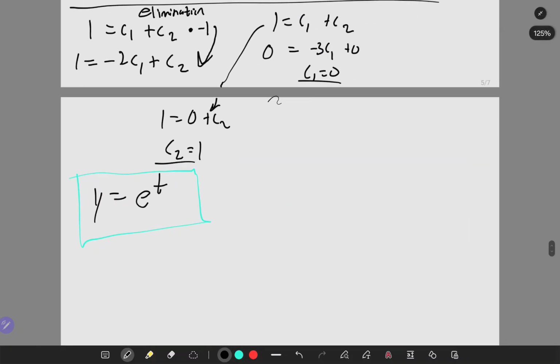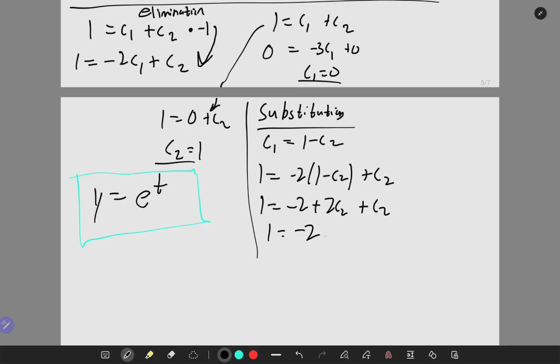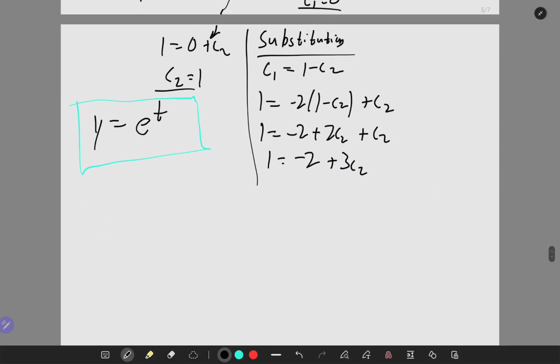Okay, so now let me show you how to do it with substitution really quick. So I can solve the top equation there for C1 is equal to 1 minus C2. Plug that into the other one. 1 is equal to negative 2 times 1 minus C2 plus C2. Simplify: negative 2 plus 2C2 plus C2. 1 is equal to negative 2 plus 3C2. That's 3 is equal to 3C2.